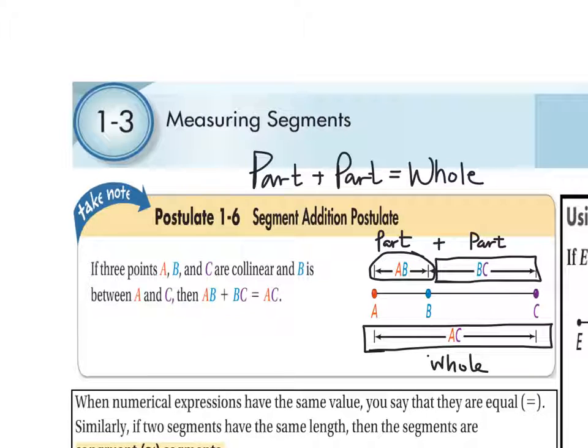Okay? So part plus part equals whole. From point A to point B, if I take that and I add that to segment B to C, and I add those two things together, it's going to give me the whole segment. Okay, so this is the segment addition postulate, postulate 1-6, and this is the only postulate for section 1.3.